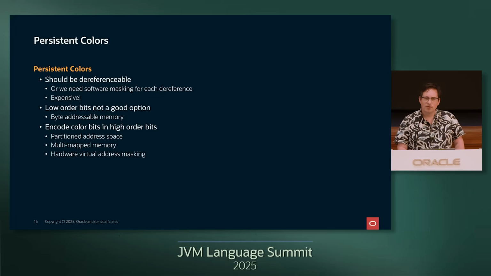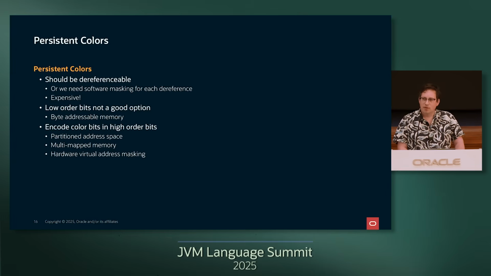These color pointers should also be, if you have persistent colors, dereferenceable. And in order for them to be dereferenceable, you probably don't want to use low order bits, because the low order bits, well, they will change which byte we're addressing, and that's no good. And you'd have to do some kind of masking as well.